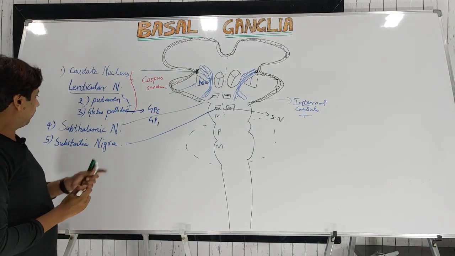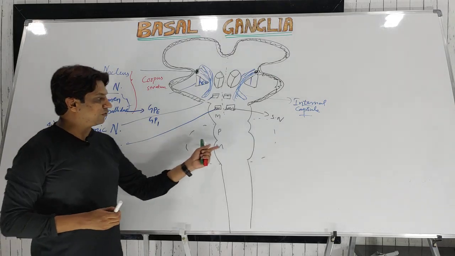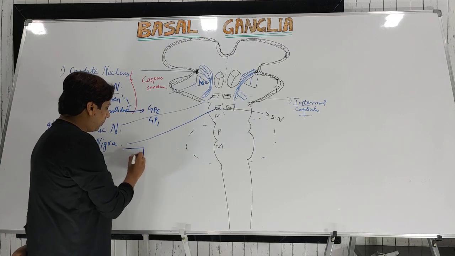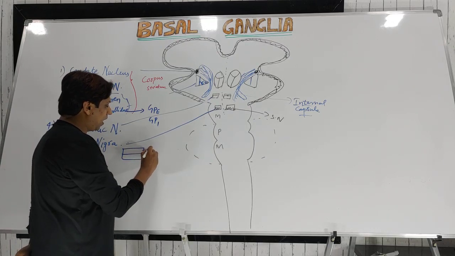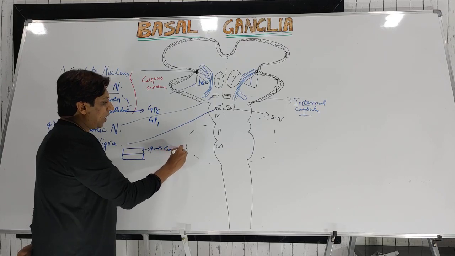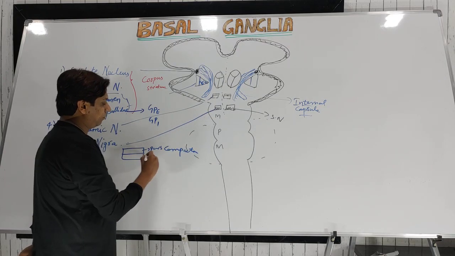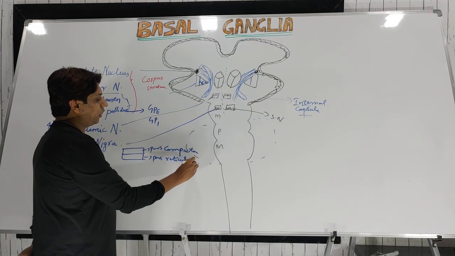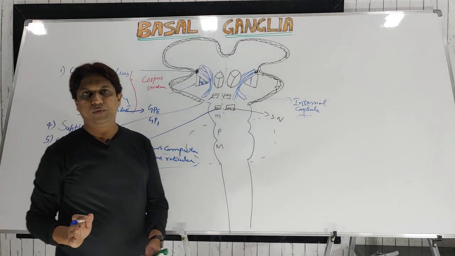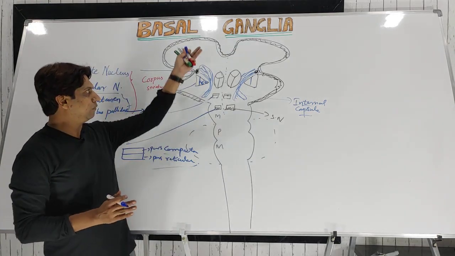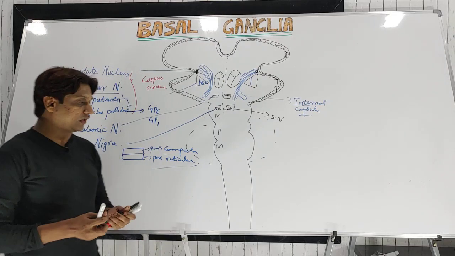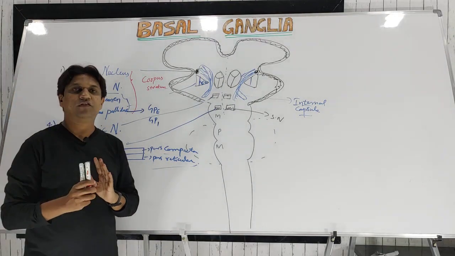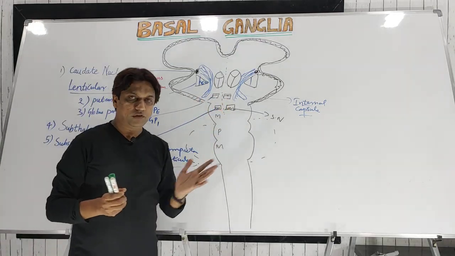Then we have subthalamic nuclei, and substantia nigra is further divided into two parts, pars compacta and pars reticularis. Hope these important anatomical concepts are clear to you. The location of the nuclei of the basal ganglia and what it consists of: caudate nucleus, putamen, globus pallidus, subthalamic nucleus and substantia nigra. I hope this concept is clear.